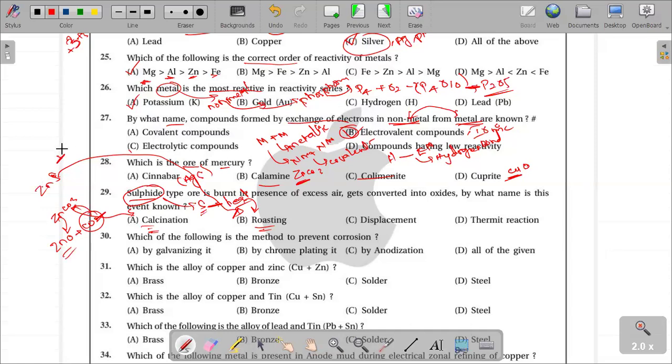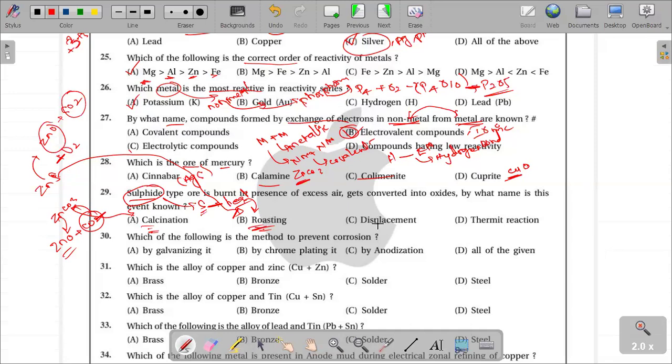Here, you have to supply more oxygen. Then only you can form ZnO plus SO2. So sulfur also should get the oxygen and zinc also should get the oxygen. That's why we are roasting very hard, with a high temperature.